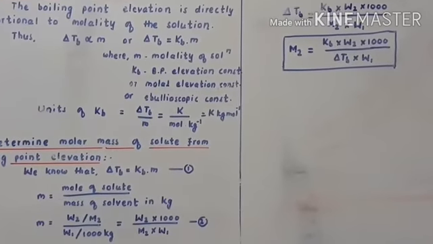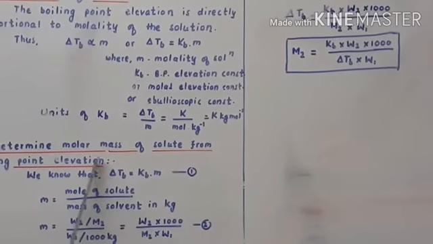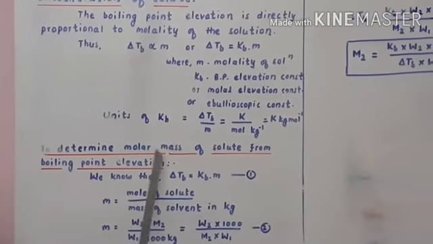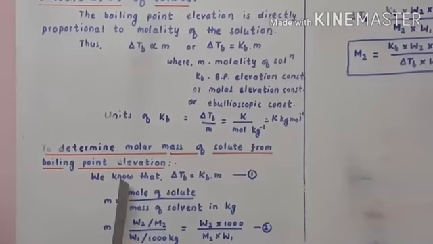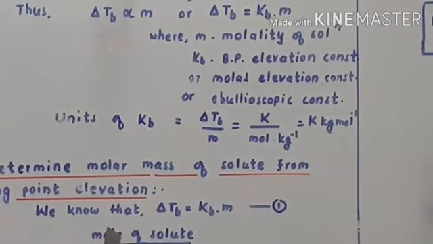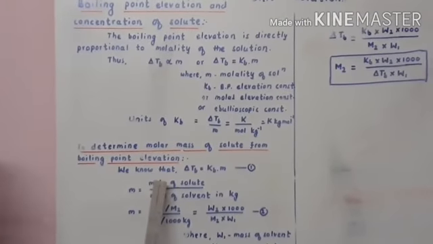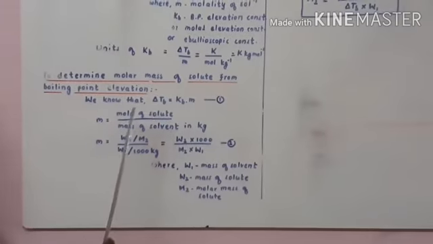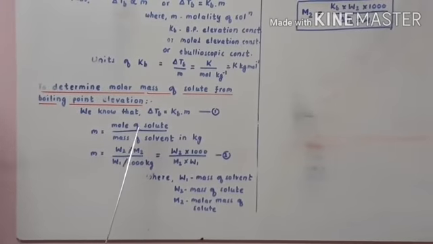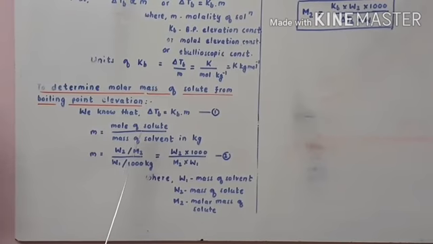Now one important topic regarding this point, to determine molar mass of solute from boiling point elevation. We have studied boiling point elevation, that is difference between boiling point of solution and boiling point of solvent. We know that boiling point of solution is always greater than boiling point of pure solvent, and that difference is delta Tb. So delta Tb is equal to Kb into m. M is molality, number of moles of solute upon mass of solvent in kilogram.